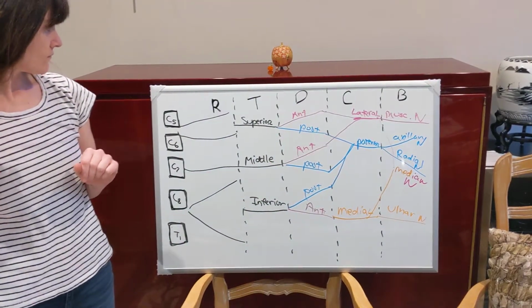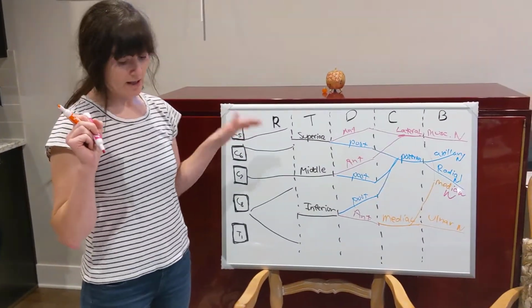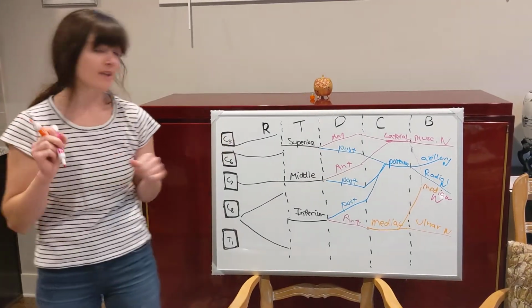Okay, this is the brachial plexus. It controls the hand, wrist, forearm, and shoulder. So pretty important. Any questions?